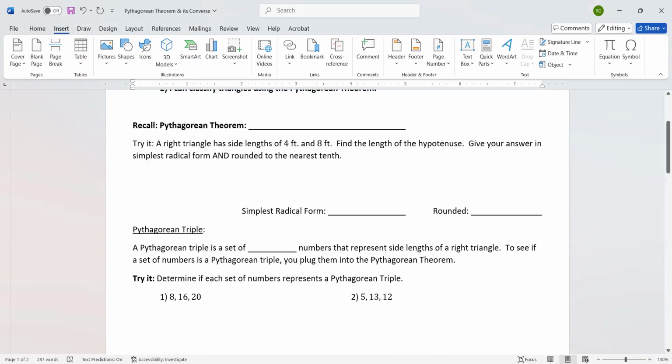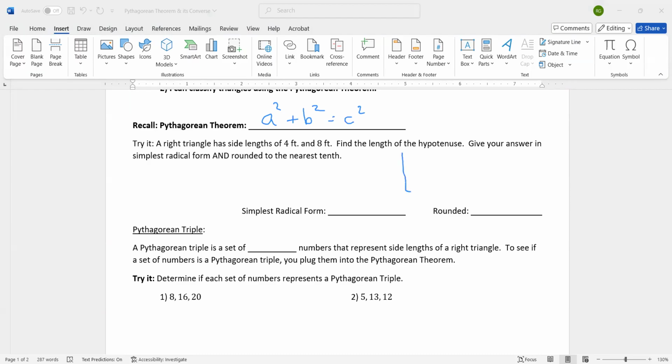So let's recall real quick, what is the Pythagorean theorem? When I say a squared plus b squared equals c squared, that should jog your memory. You've probably been doing this since middle school. So let's try it real quick. Very basic problem. A right triangle has side lengths of 4 feet and 8 feet. Find the length of the hypotenuse. Well, the hypotenuse is always the longest side.